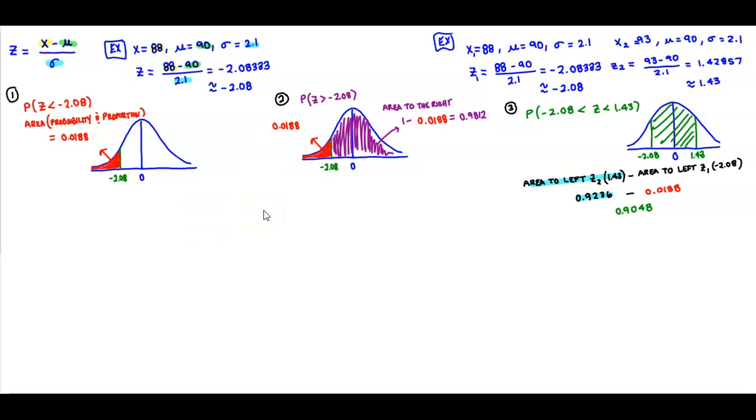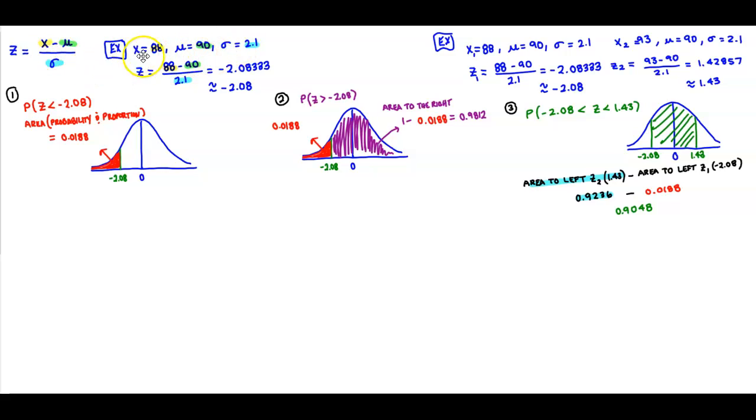In this example, we're going to use StatCrunch to determine the areas, also called the probabilities and proportions, of our areas that are either to the left or to the right or in between our z-scores. So first things first, if we want to find a z-score, we need a data value, which is x. We also need the mean and the standard deviation.